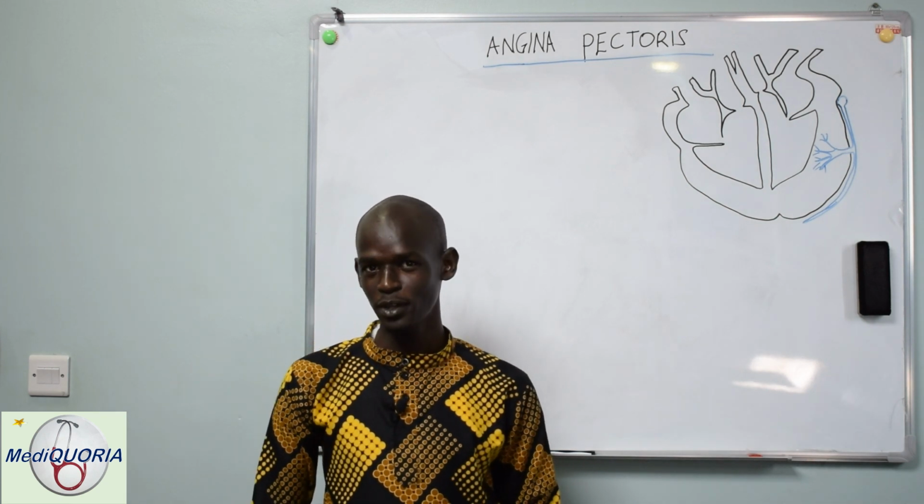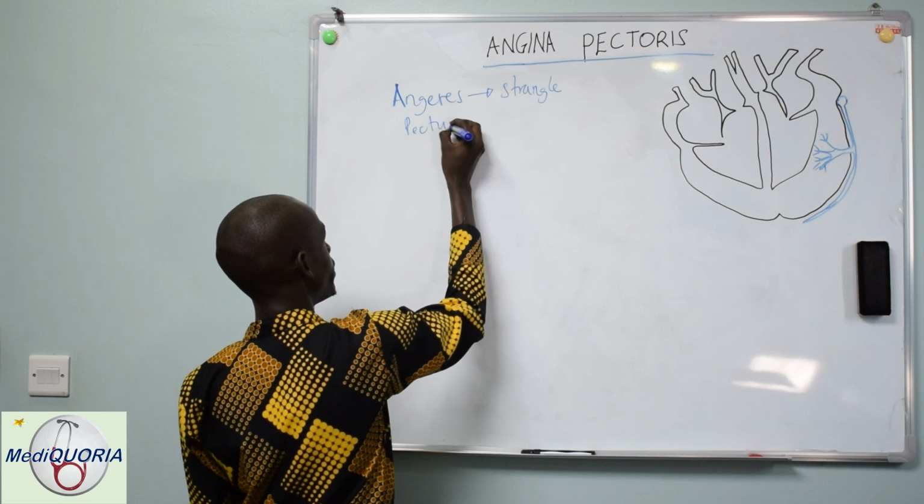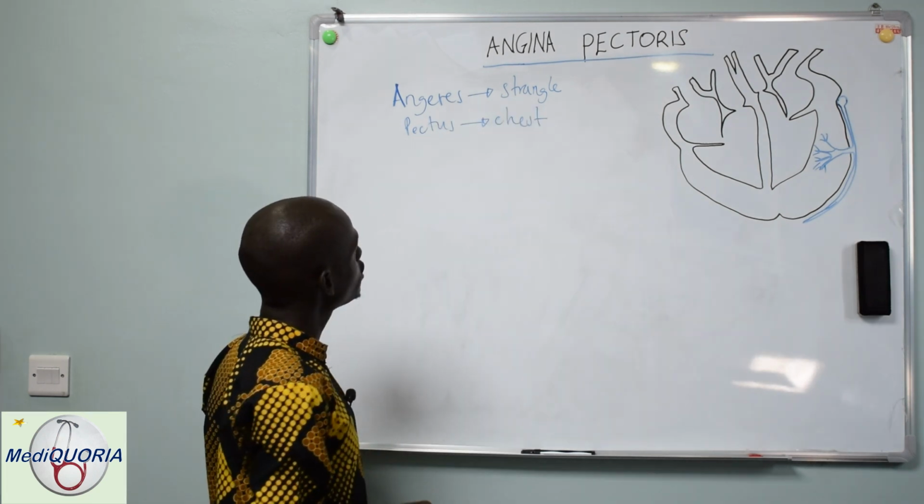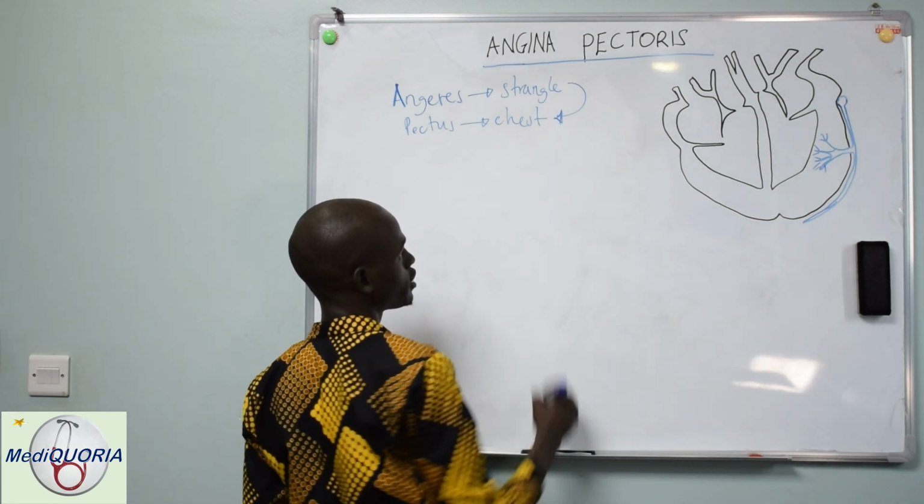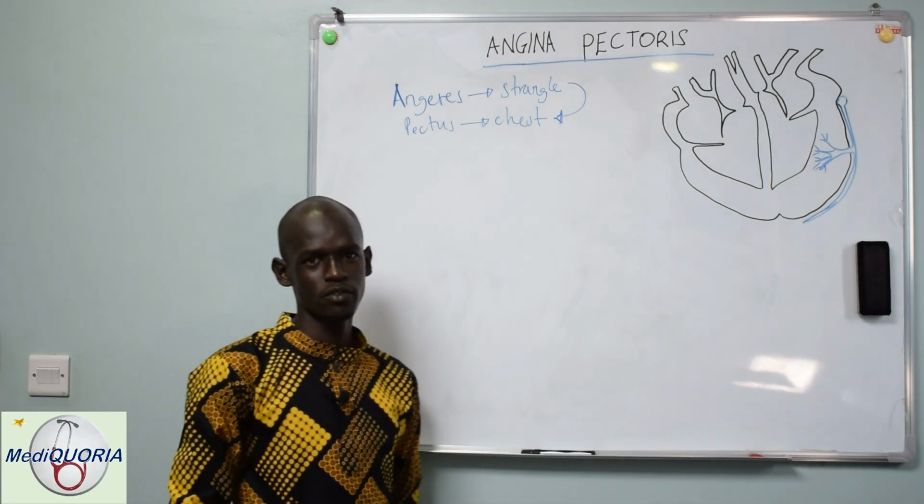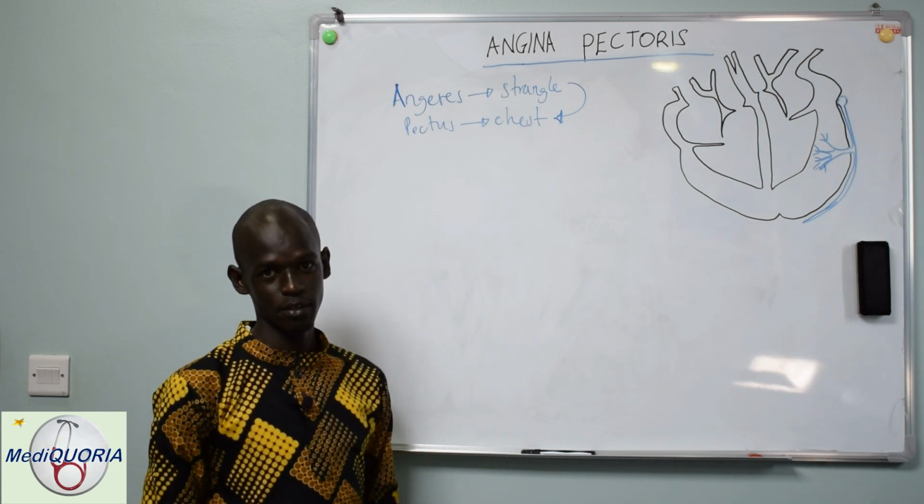Angina pectoris comes from two Latin words, angias, which means to strangle, and pectus, which means the chest. Crudely, the word angina pectoris translates to strangulation of the chest. Angina pectoris comes from a reduced supply of blood containing oxygen to the heart muscles.